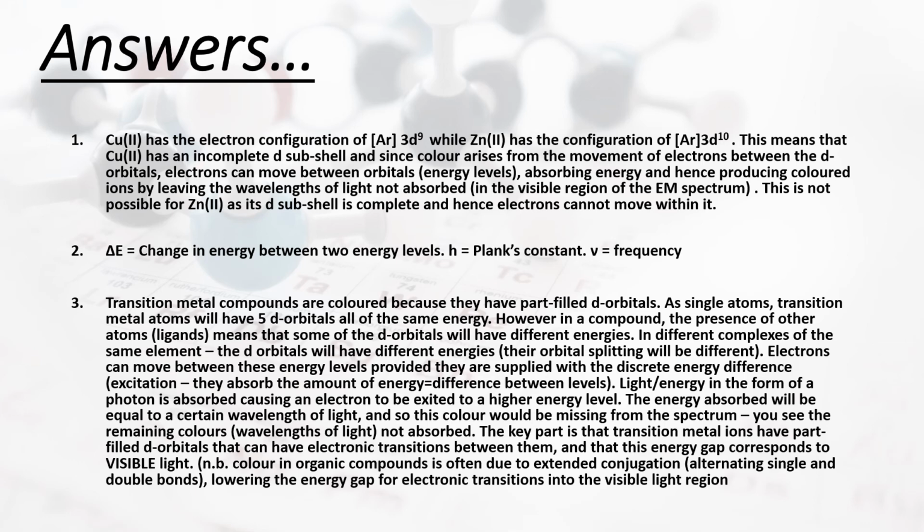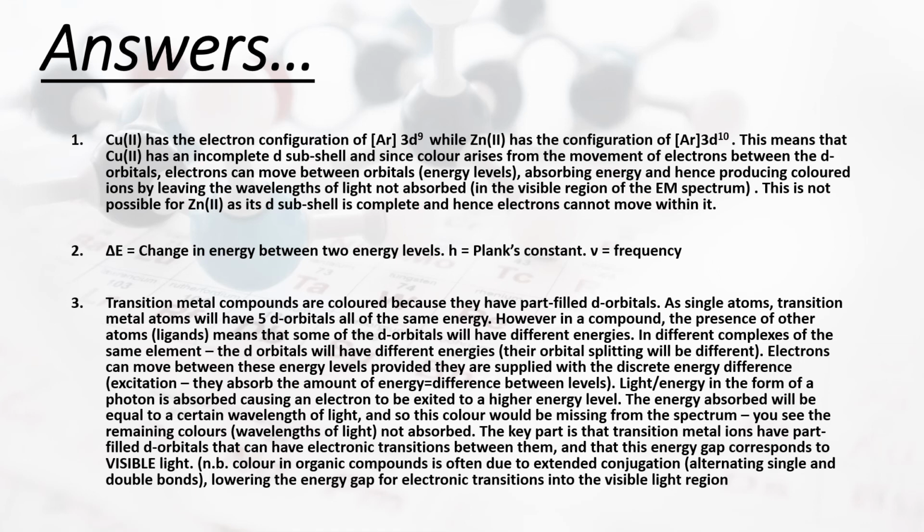And then part 3 essentially was to explain why transition metal compounds are coloured again, and why we don't see this for main group and organic molecules. And so it's basically everything we've been talking about in this video. The transition metal compounds are coloured because they have part-filled d orbitals. That's the really key point.